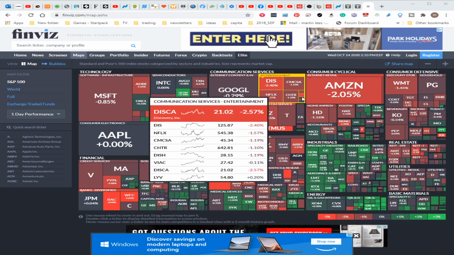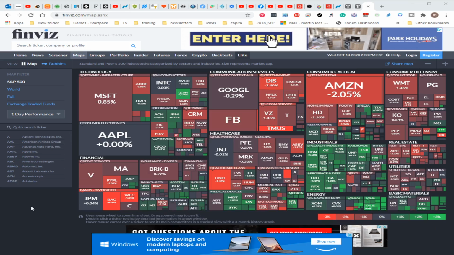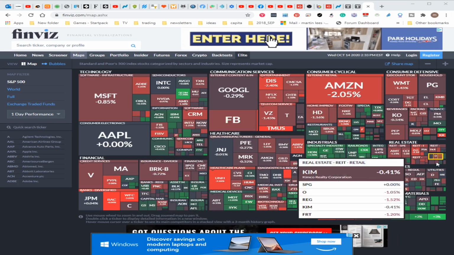So today we are looking at the Finviz map product. It's a great product. You can select your Standard & Poor's 500, World Index, full map, or exchange traded funds. So it gives you a very good understanding of what's going on.